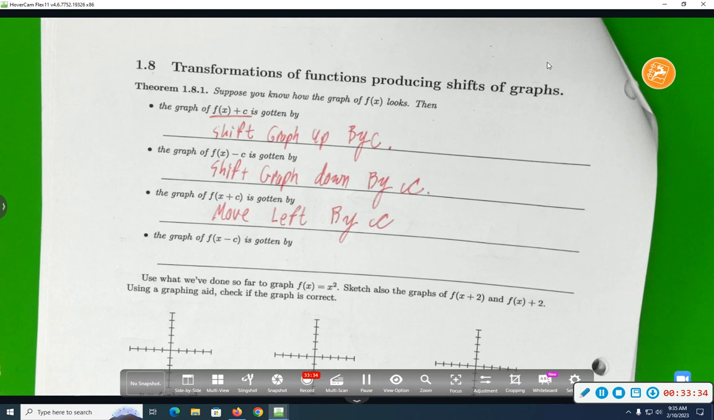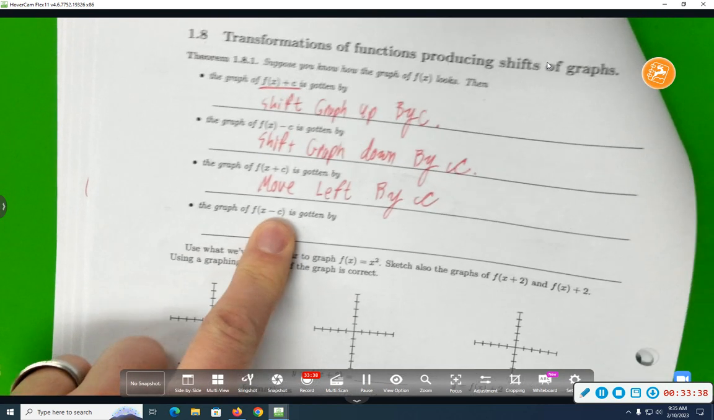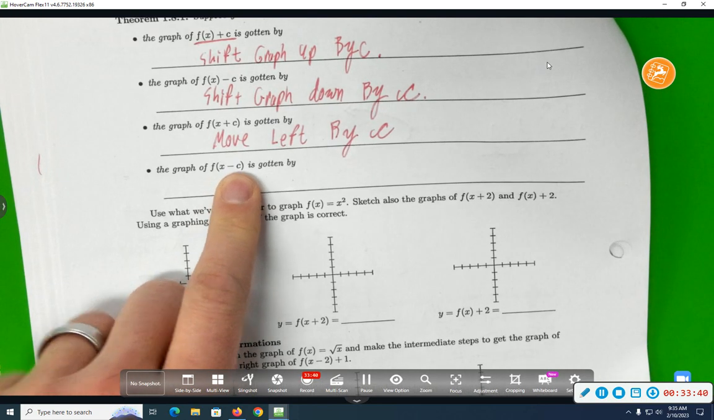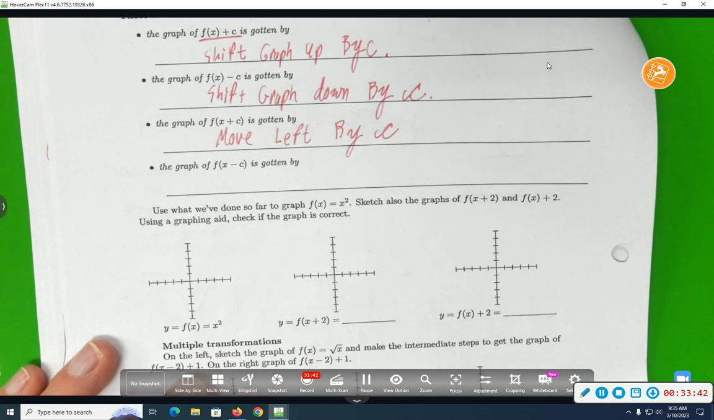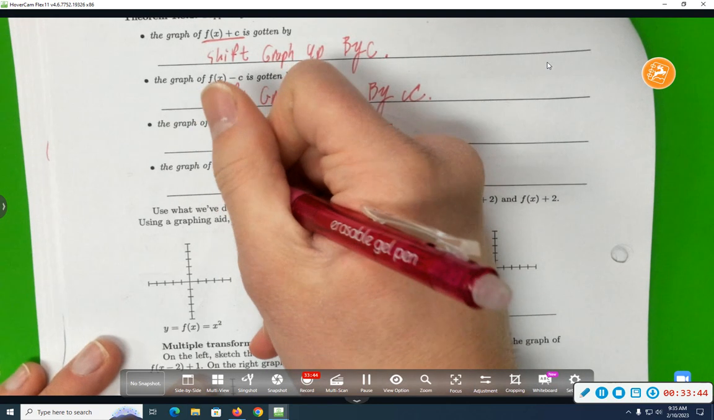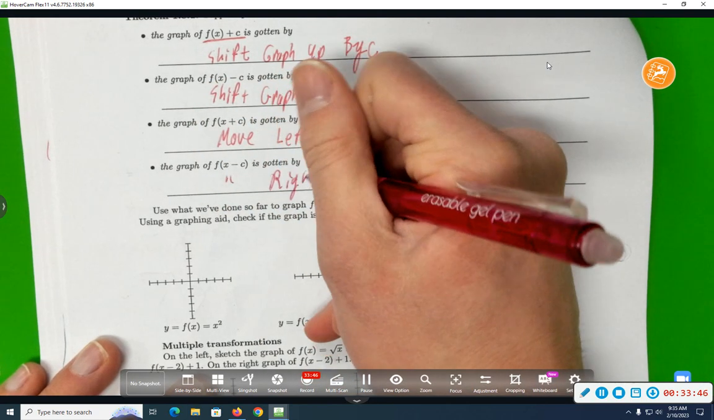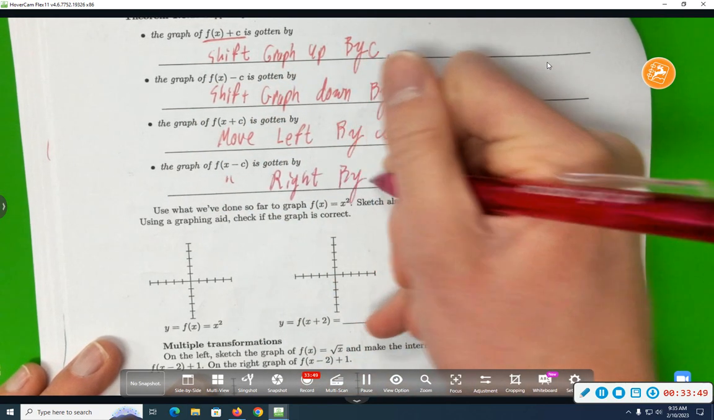For f of x plus c, the graph is given by taking the graph of f of x and shifting left by c. If adding c moves to the left, what do you think subtracting c should do? Exactly the opposite. Move right by c.